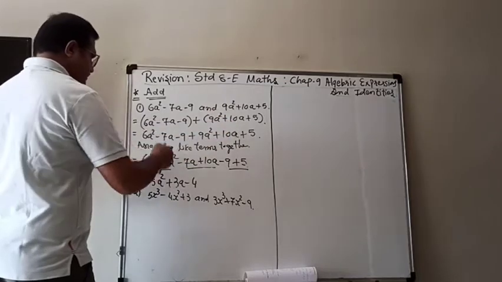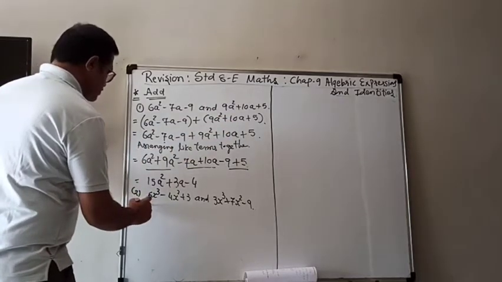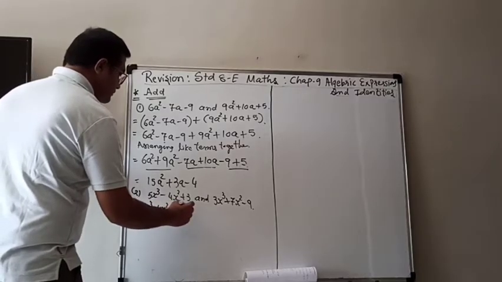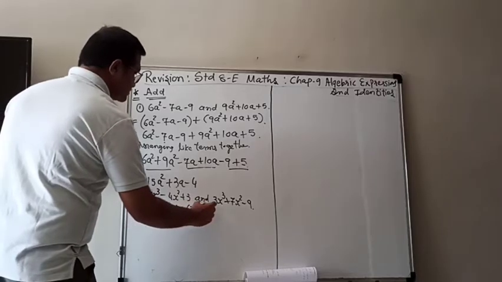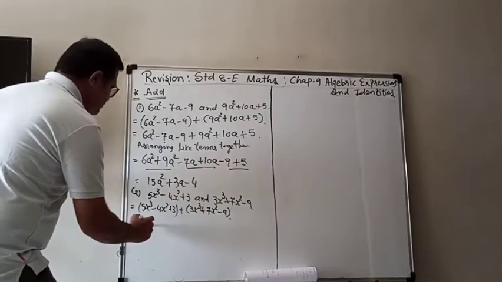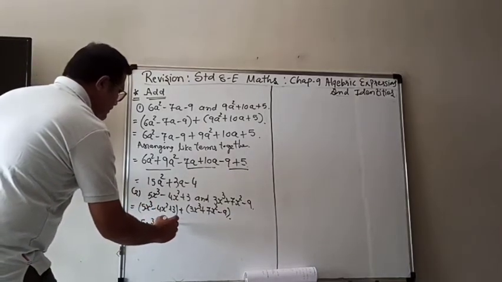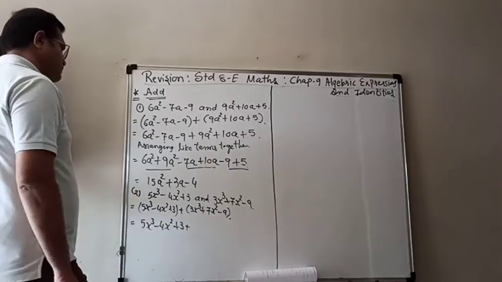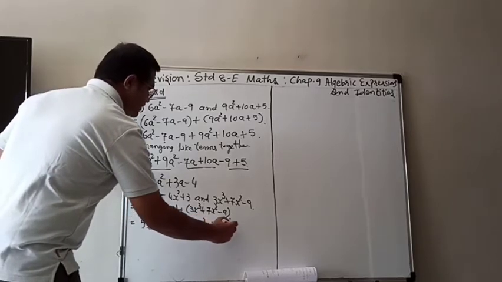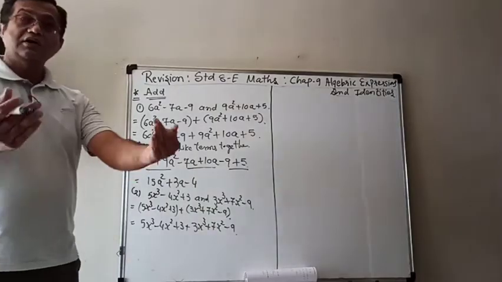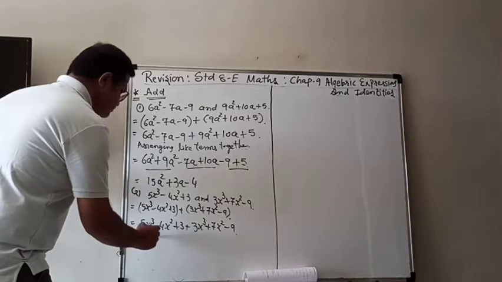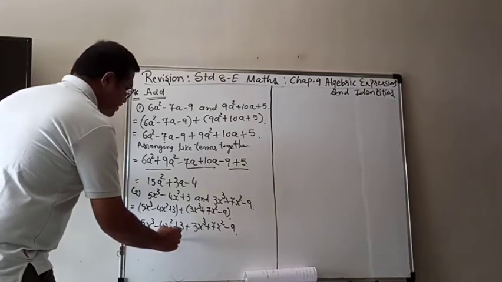Plus, take out the brackets and arrange the like terms. So 5x cube minus 4x square plus 3 plus 3x cube plus 7x square minus 9. Removing the brackets, 5x cube minus 4x square plus 3 plus 3x cube plus 7x square minus 9. Now family members together means like terms. So arranging like terms together.